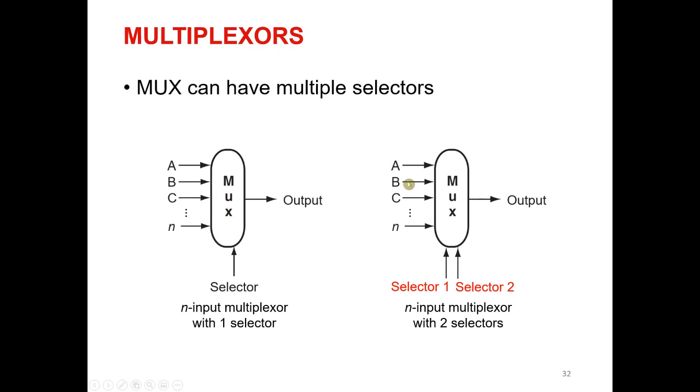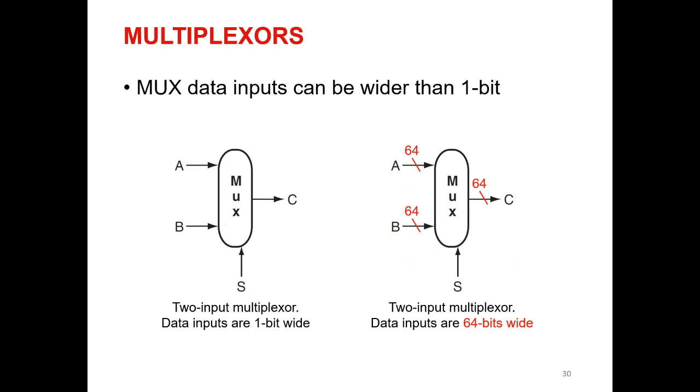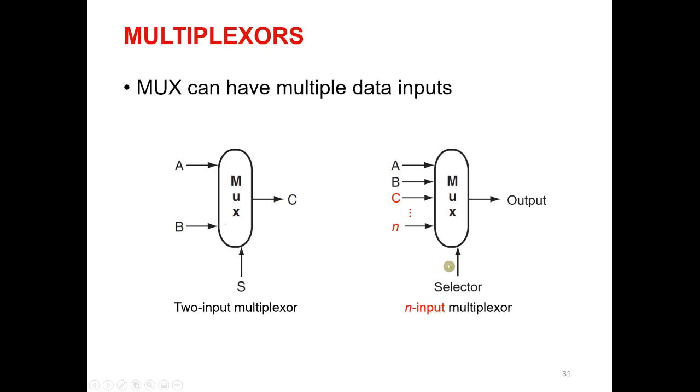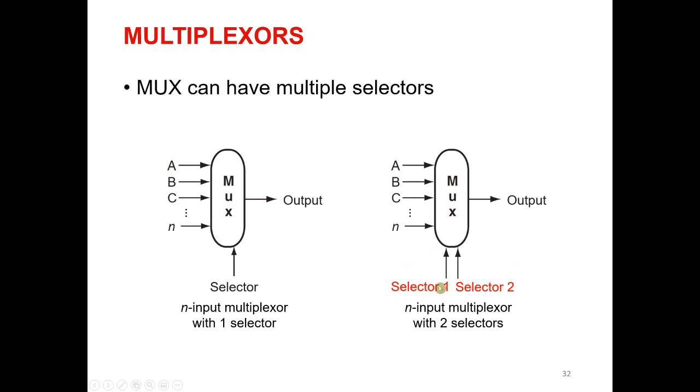inputs from here. And in the previous slide, what we showed is that we can have more than 1 bit here. So this selector can be 1 bit, and we can select input A and input B, and those inputs can be wider than 1 bit. Therefore the output will be wider also, and we can have multiple selectors here in order to select the values from here. Okay.